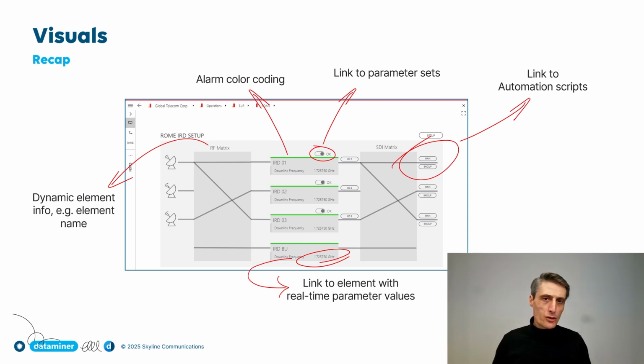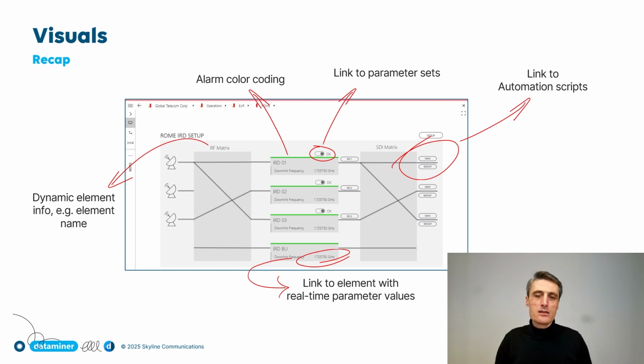Okay, so some of the things we will be looking at are dynamic names that are being added there of your elements, and the alarm color coding that is being shown there. You could have parameter sets that are linked in there. Real-time values are very important, of course, to show some KPIs there. And you could also add some buttons there that are linked to automation scripts.